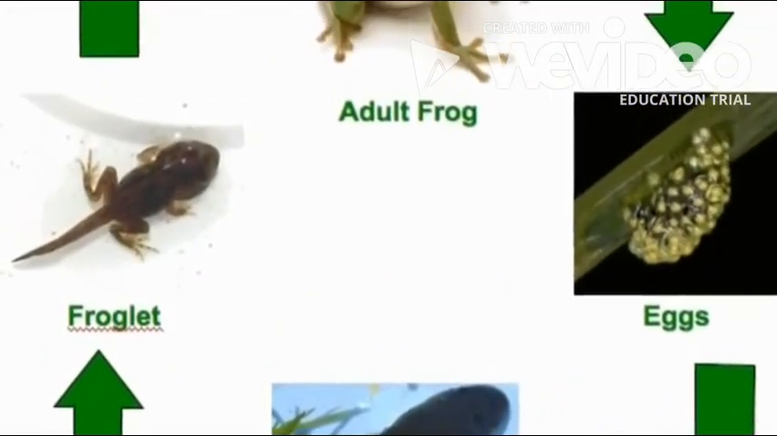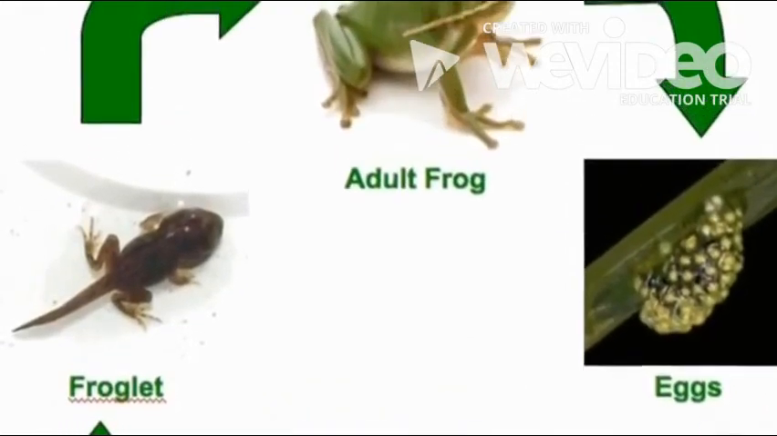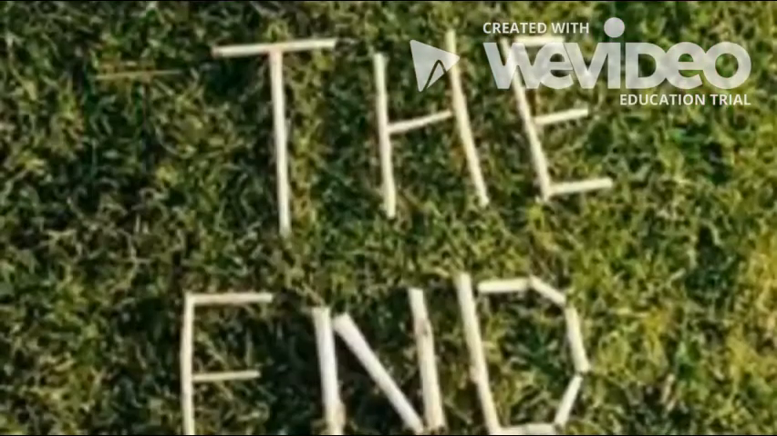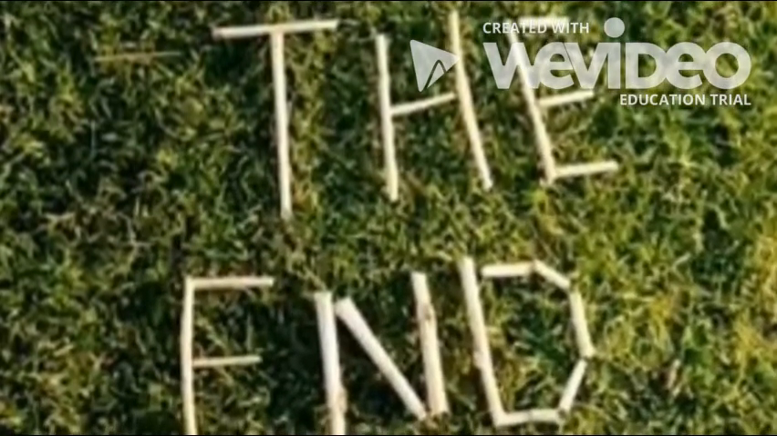The frog slowly grows to look like its mother or father. Next spring, the frog will go back to a pond and lay some eggs. What do you think will happen to the eggs?